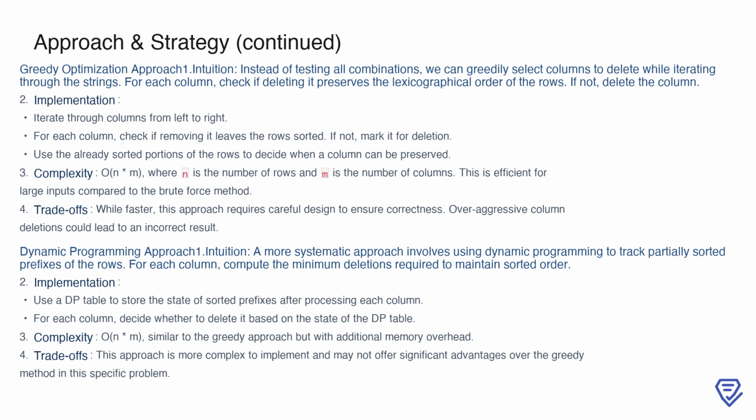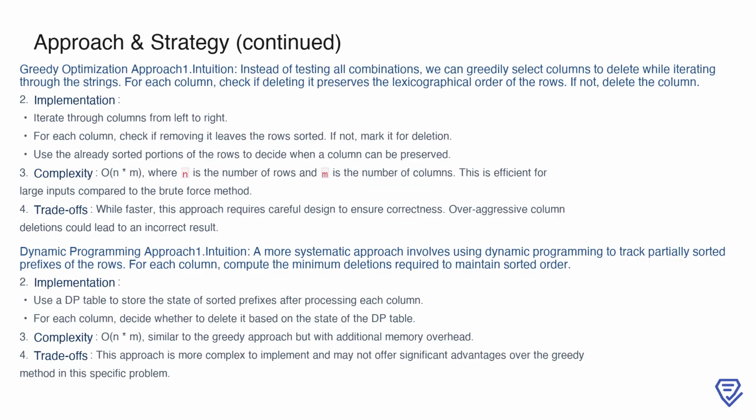A more efficient solution is the greedy optimization approach. Here, instead of trying all combinations, we iteratively evaluate each column to decide whether it should be deleted. The intuition is to process columns from left to right and check if their inclusion maintains the lexicographical order of the rows. If not, that column is marked for deletion. This method relies on the idea of retaining already sorted portions of the rows, which helps us avoid redundant checks.